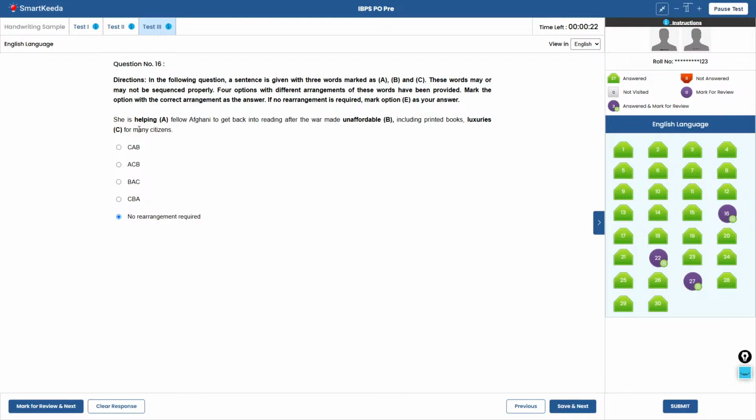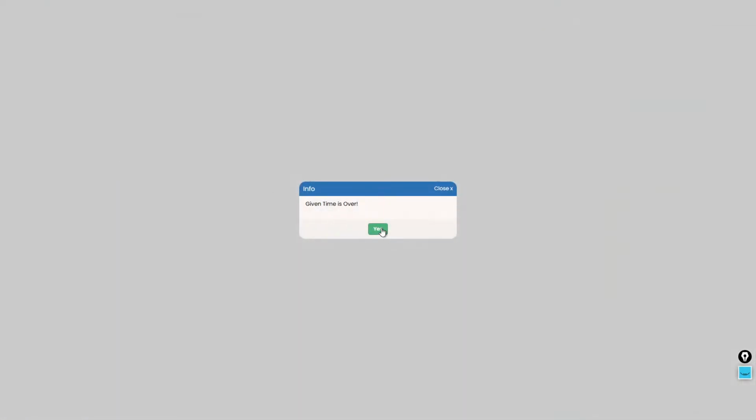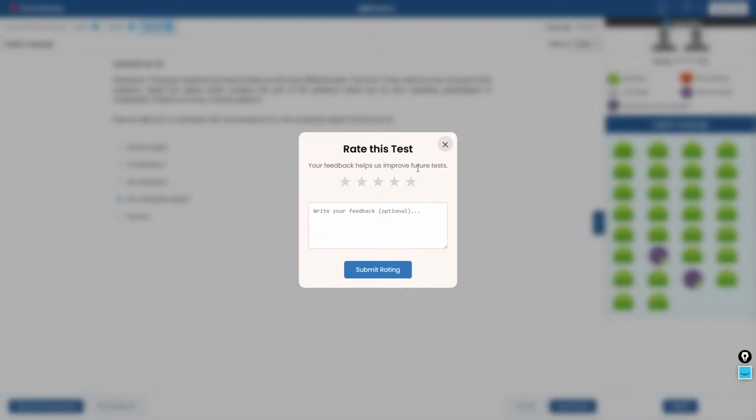So this one is helping. So A to start with was made luxuries. Been good. Does he object to working late? Object to something, to working late. Okay, it was a good test, but I don't know.